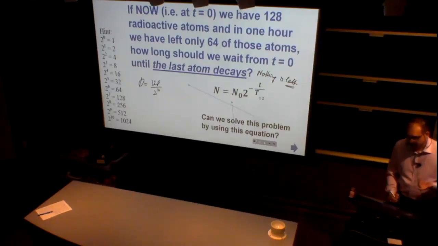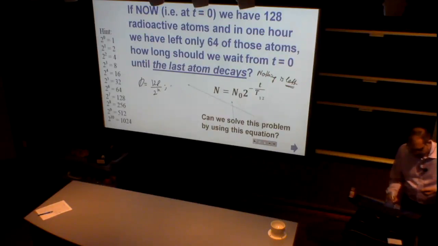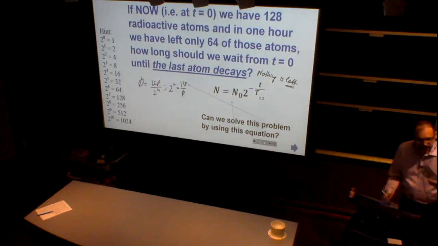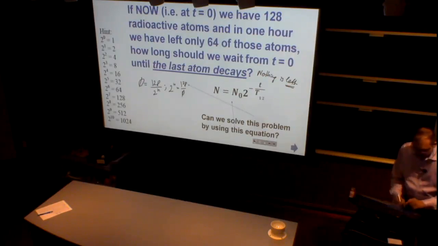Can we solve this equation? Well, we can try. 2 to the nth will be equal to 128 divided by 0. What does it tell you? 128 divided by 0. You should try at least once. What do we see? Error, because we cannot divide by 0. So this equation cannot be used for zeros.